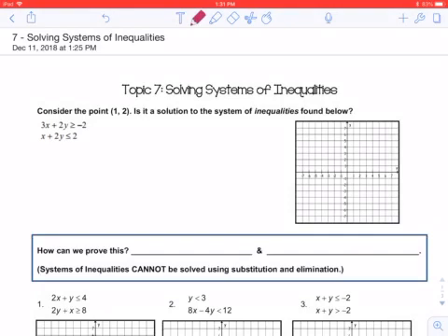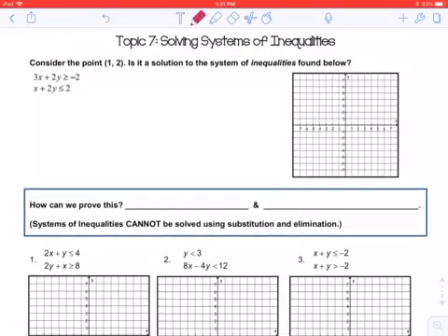So the first question here says, consider the point (1, 2). Is it a solution to the system of inequalities found below? Well, before I answer, I'm going to jump down to this box. It says, how can we prove this? In other words, how can we answer it?